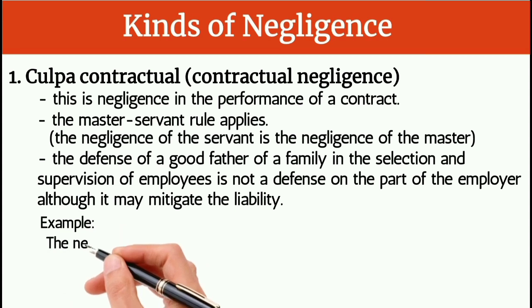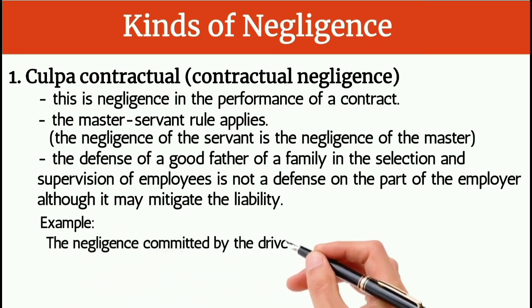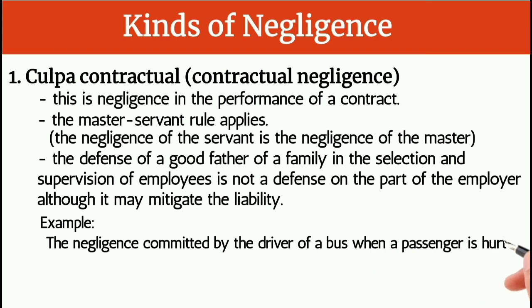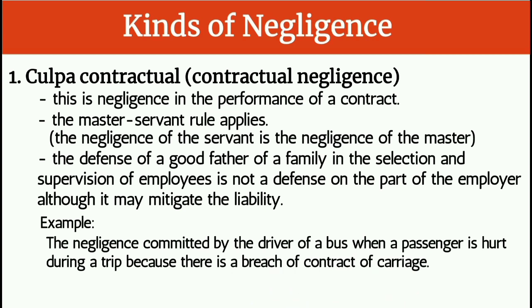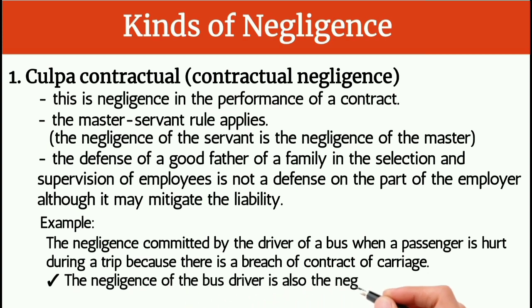Let's have an example. The negligence committed by the driver of a bus when a passenger is hurt during a trip because there is a breach of contract of carriage. As you can see in this example, there is a contract, and that contract is a contract of carriage. Recall that in culpa contractual or contractual negligence, the master-servant rule applies. Therefore, the negligence of the bus driver is also the negligence of the bus owner.